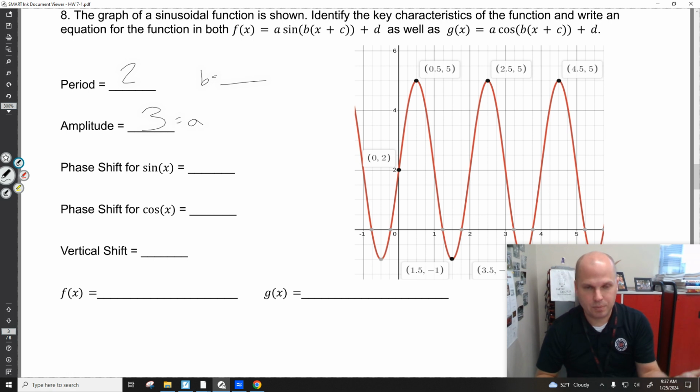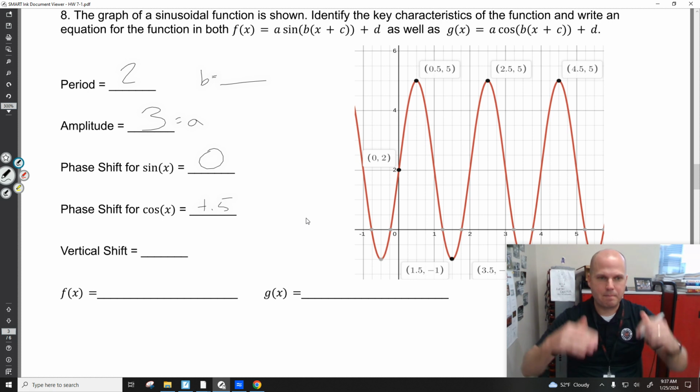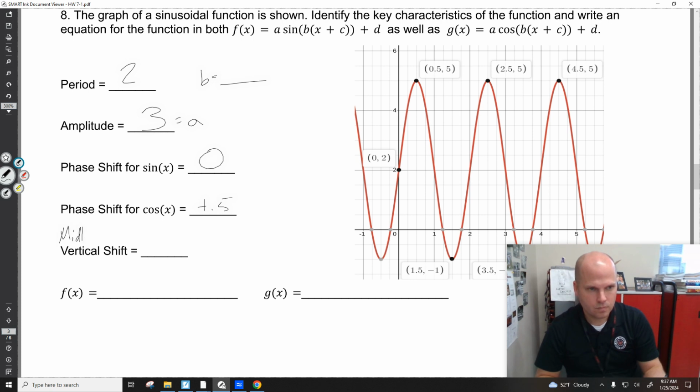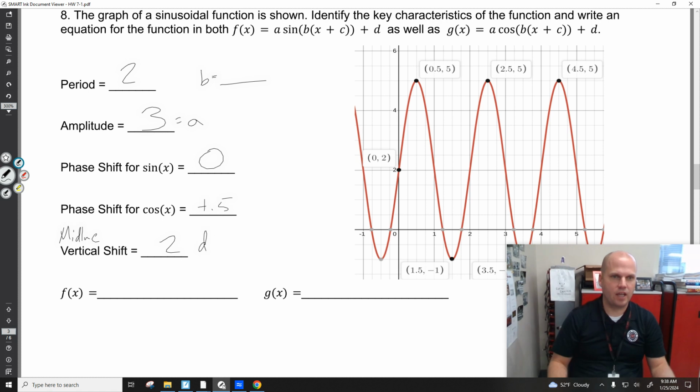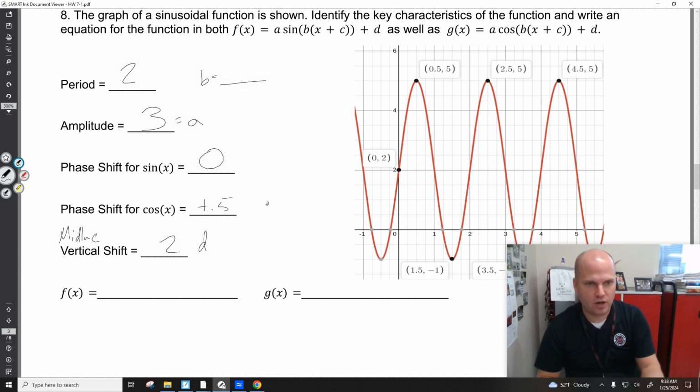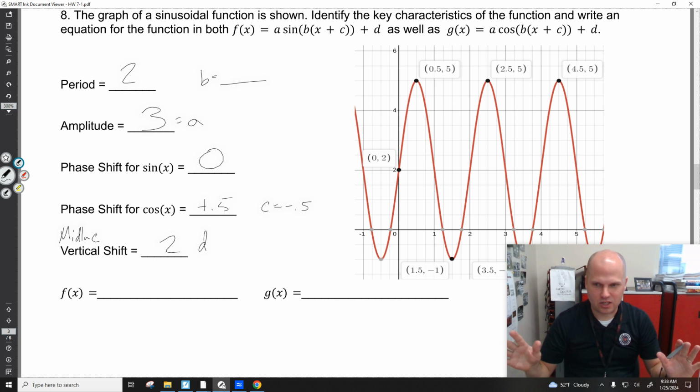Now, amplitude is the A. It's the vertical dilation. Sine starts in the middle. This is fine. Cosine, it looks like I need to shift to the right 1/2. I've moved my midline up to 2, midline being the D value, the vertical shift, okay? Now we have to find B. Again, if I shift to the right, C is going to be -0.5 for cosine. What's B? I'm going to talk you through it, and then I'm just going to use the formula, kind of our understanding.